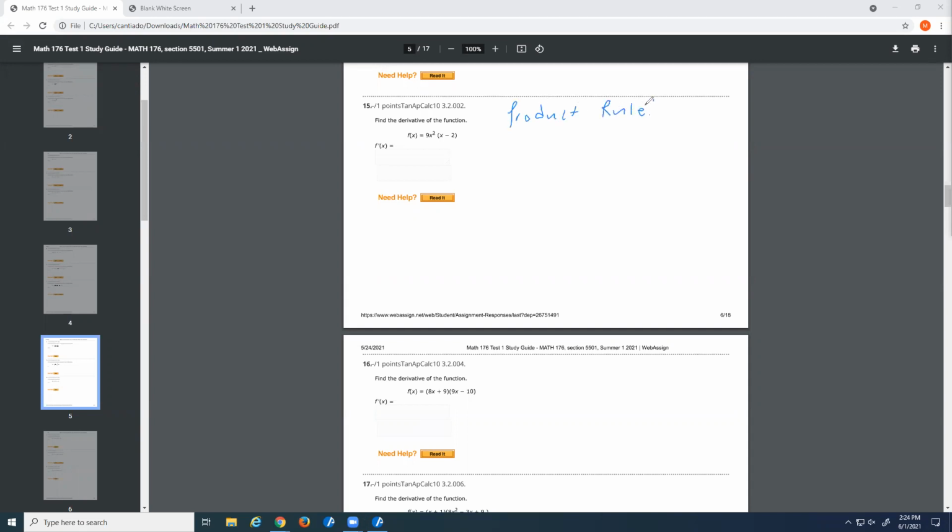And for this, the rule is if we're taking the derivative of some function f times another function g, this is going to be the derivative of the first function times the second function plus the derivative of the second function times just the original first function, like this. And we see here we have a product of two functions, an x squared and x minus 2.